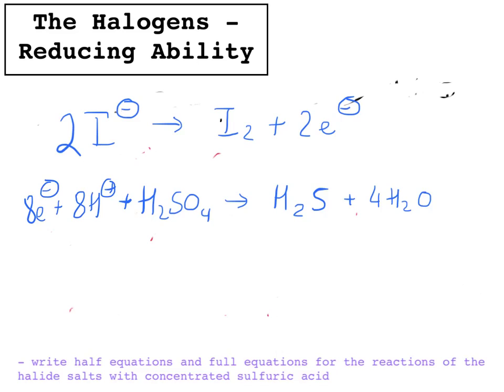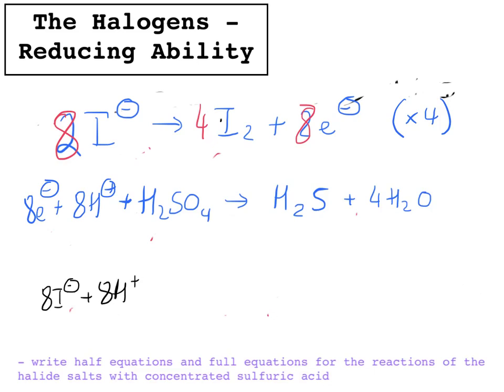Now this time the electrons don't cancel, so we need to multiply this top equation up by 4 so that you've got 8 electrons in this top equation. So now you're going to have 8 electrons, 4I2 and 8I minus, and now we just combine these two things to get the full equation, and that will be 8I minus plus 8H plus plus H2SO4 goes to make 4I2 plus H2S plus 4H2O.